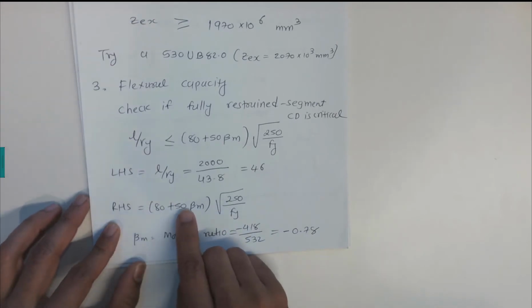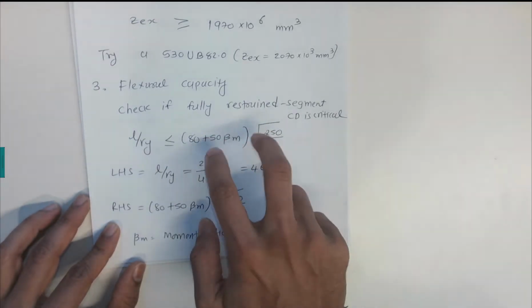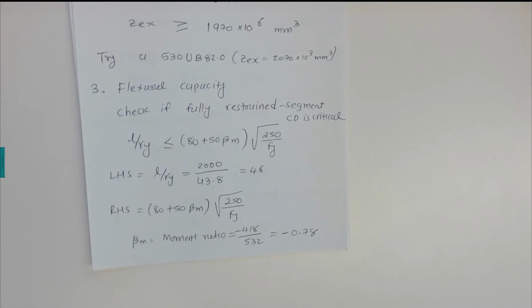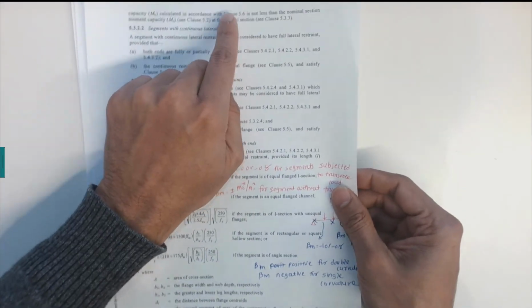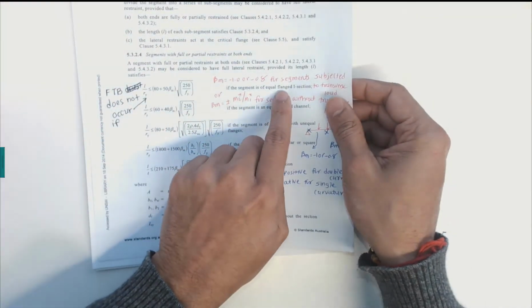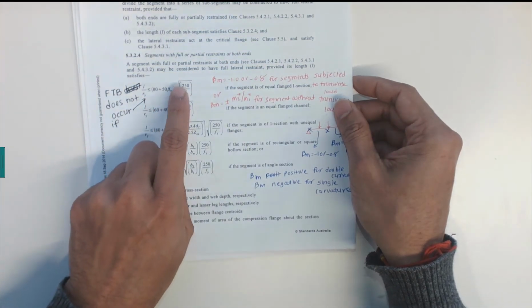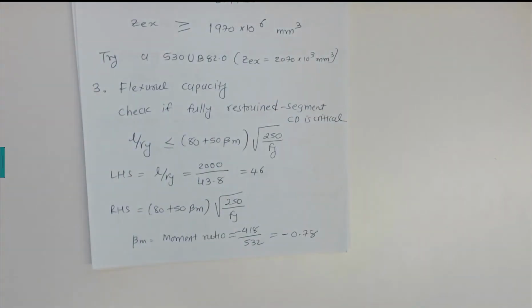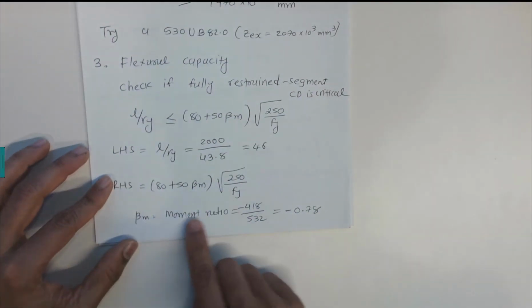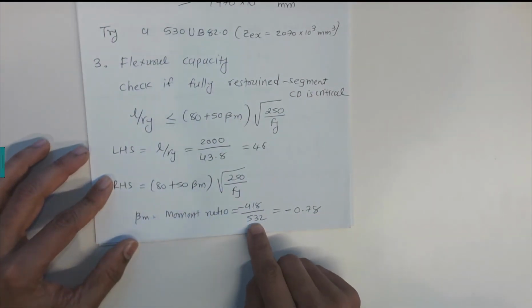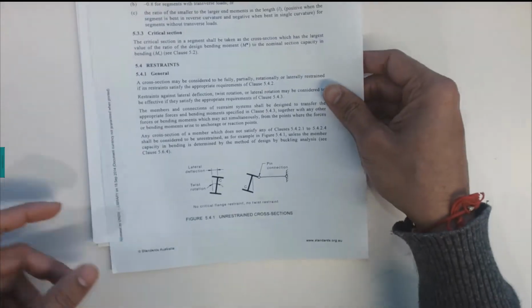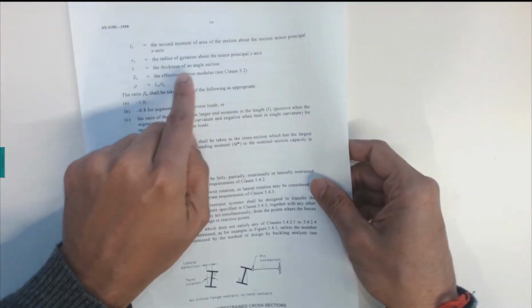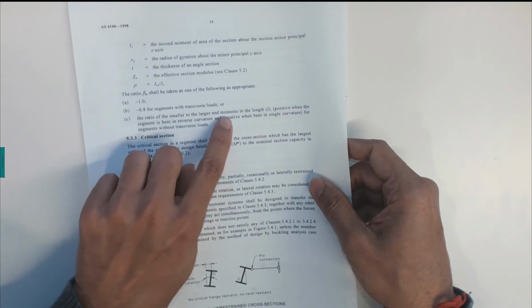The right hand side is 80 plus 50 beta m, times 250 over fy. This equation comes from AS 4100 on page 53, where there is an equation for I sections: L over ry less than 80 + 50 beta m, times 250 over fy. Beta m is the moment ratio, the smaller over the maximum moment, given on page 54. Beta m is the smaller to the maximum, and negative when single curvature.